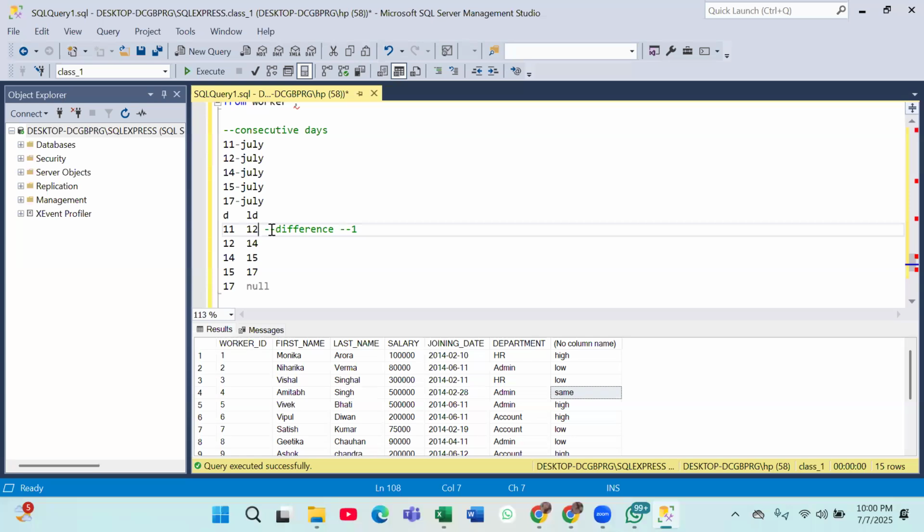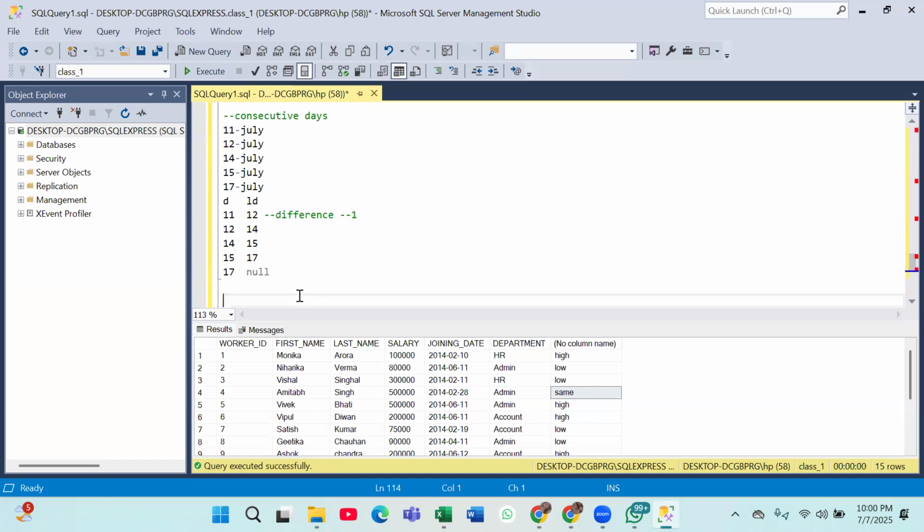Are you able to get that? What am I talking about, everyone? Do you want me to explain it again? So one thing will be the difference. How do you find out the difference in dates? What function do we use to find out the difference in dates? DATEDIFF. Very good, you are correct. Date diff, I want the difference in days. Then my starting date will be D, my ending date will be LD. If the difference is 1, then it will be a consecutive date.